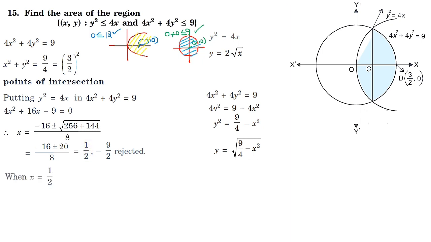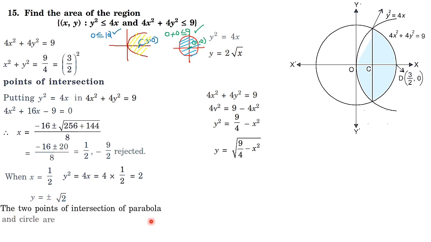Then when x is equal to 1 by 2, what will happen? Just substitute and find y in y square equal to 4x, that is y square equal to 4 into x. The x value is 1 by 2. So 2 and 4 cancel, and finally we get 2. So y square is equal to 2, then y is equal to plus or minus root 2.